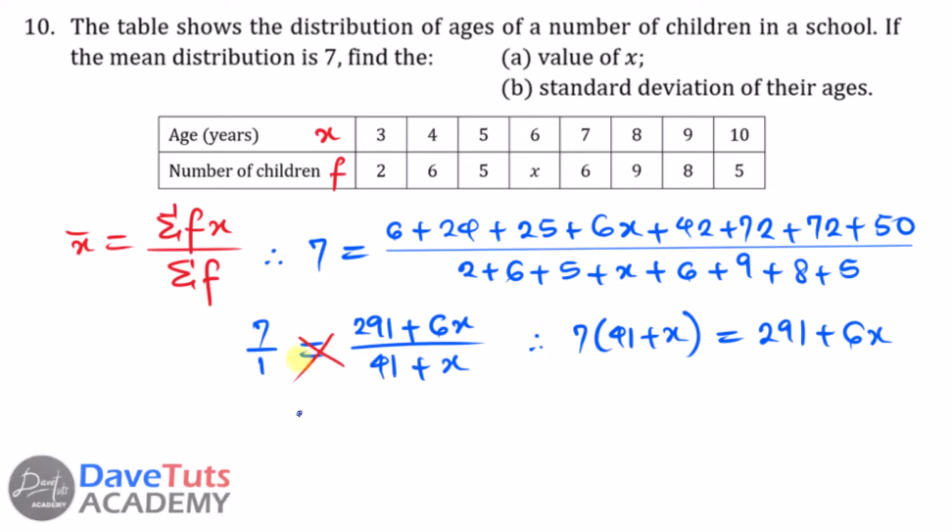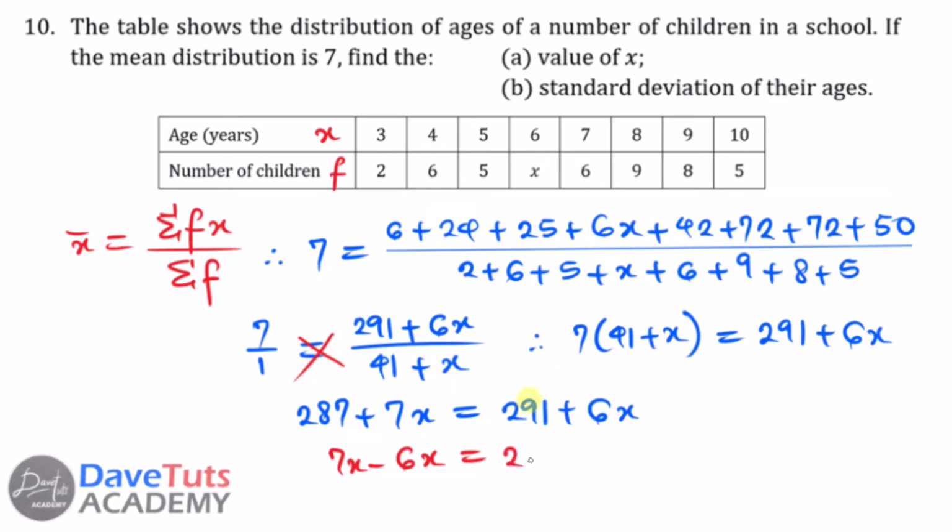7 times 41, that will be 287, plus 7 times x is 7x, is equal to 291 plus 6x. So if we just collect the like terms, let's subtract 6x from both sides. We have 7x minus 6x is equal to, because here this 6x minus 6x will be 0. And let's subtract 287 from both sides. 287 leaving here will be just leaving that blank.